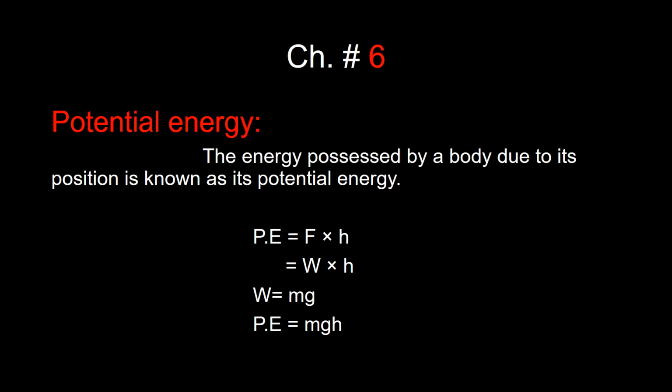And here again we know that work done is equal to F into S. Here S is equal to the height. So potential energy is equal to F into h. And I have told you that here force is equal to the weight of the body. Hence PE is equal to W into h, and we know that W is equal to mg. Now put the value of mg in the place of W, we get PE is equal to mgh. This is the required formula for the potential energy or the gravitational potential energy. Keep in mind that this h is the height of the object from the surface of the earth.